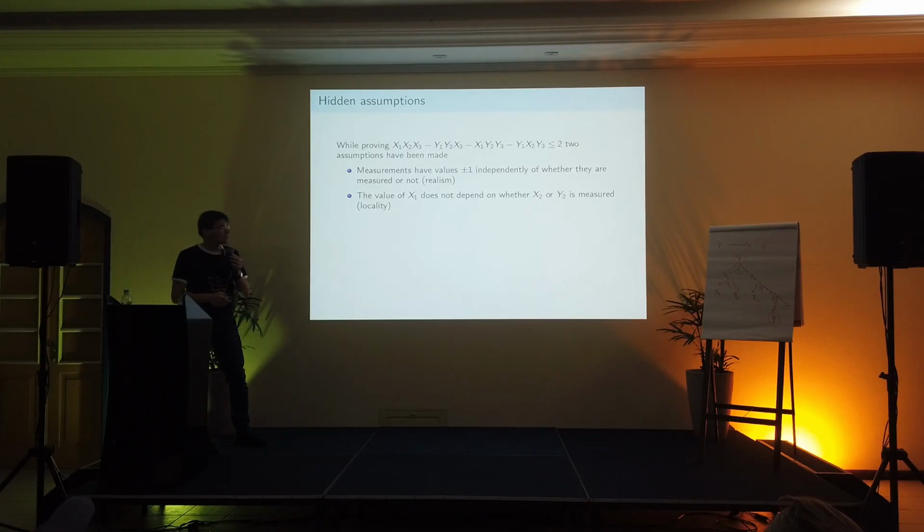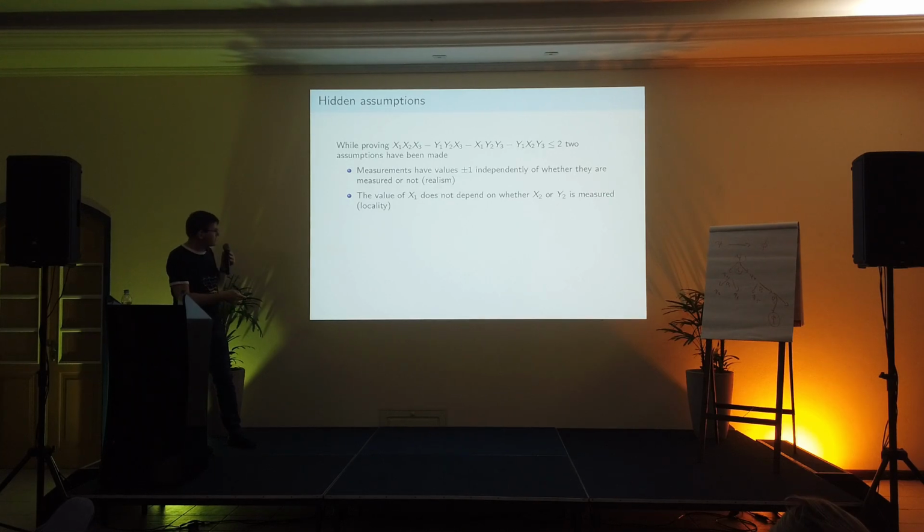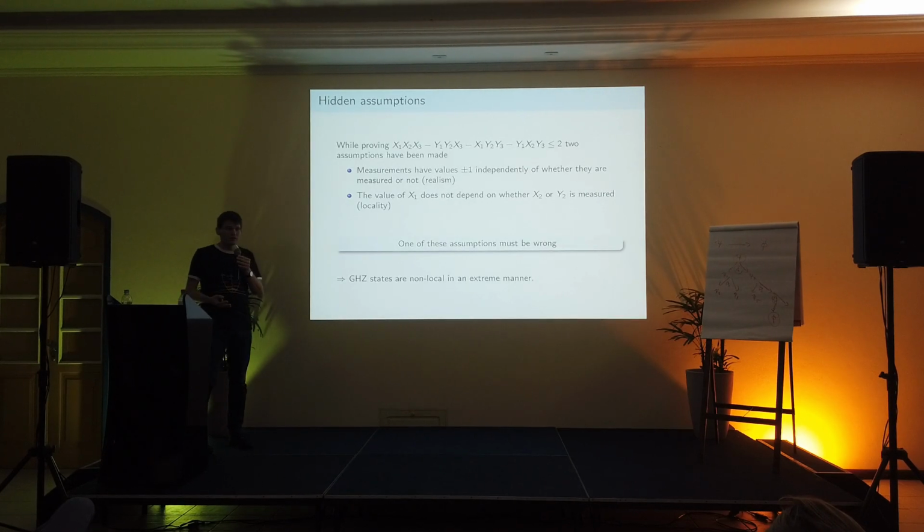And I also assumed that the value of, for instance, x1 in this term and in this term is the same, although Bob measures something else. Which means that the value of Alice does not depend on what Bob decides to measure. This is often called locality or no-signaling. This was also an assumption. And what you can learn from this example is that one of these assumptions must be wrong. It's not only that quantum mechanics neglects this assumption because it predicts something different, but also the experiment tells you there must be something wrong.